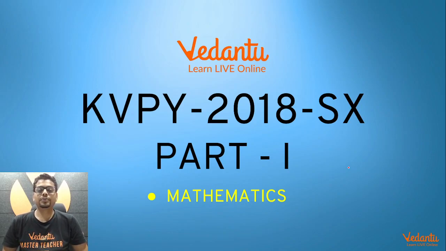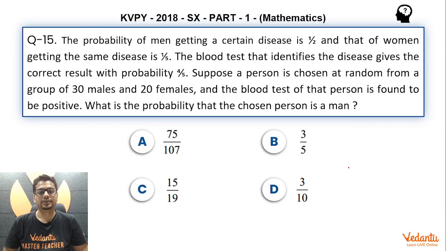We are discussing KVPY 2018 SX Part 1 Mathematics, and the question for this video is this. The probability of men getting a certain disease is half, and that of women getting the same disease is 1 by 5. The blood test that identifies the disease gives the correct result with probability 4 by 5, irrespective of man or woman.